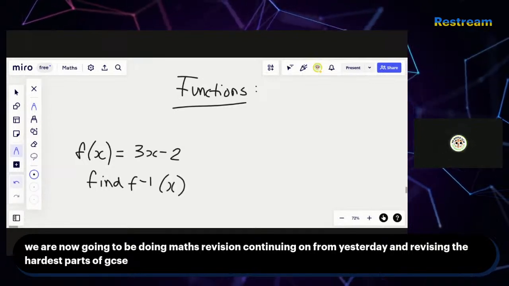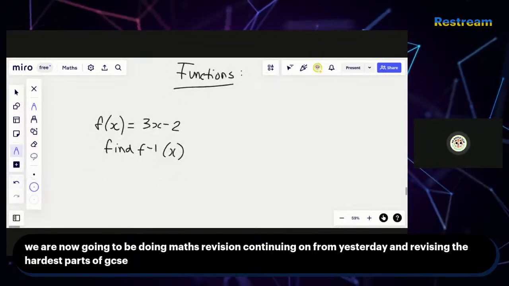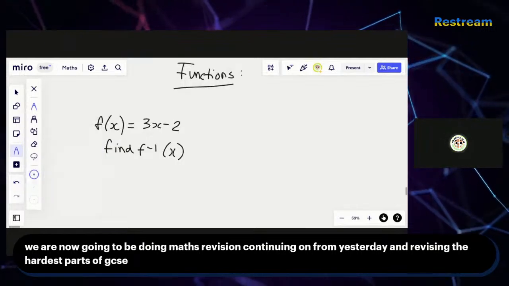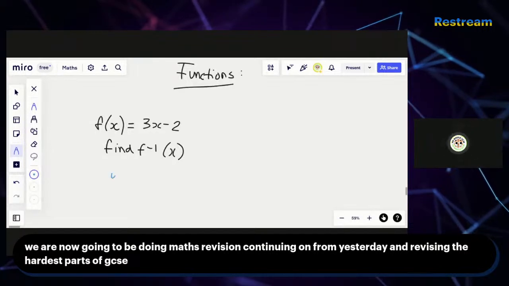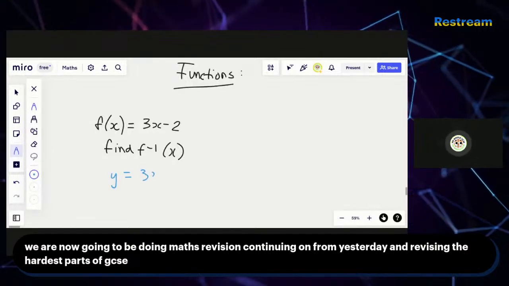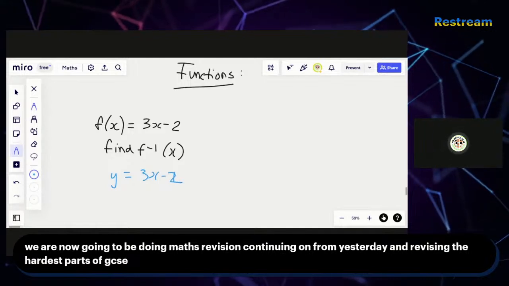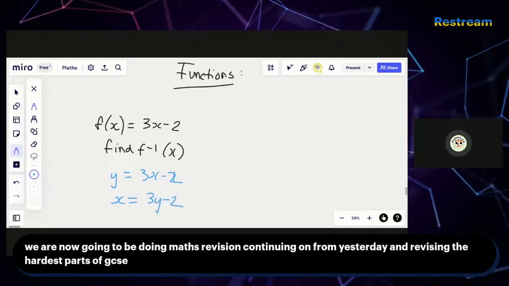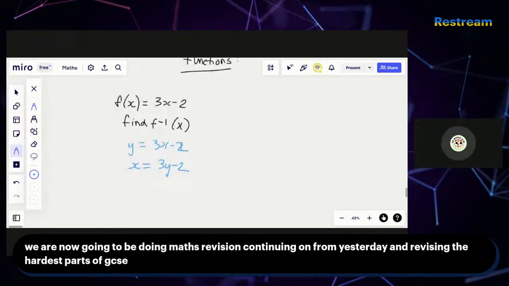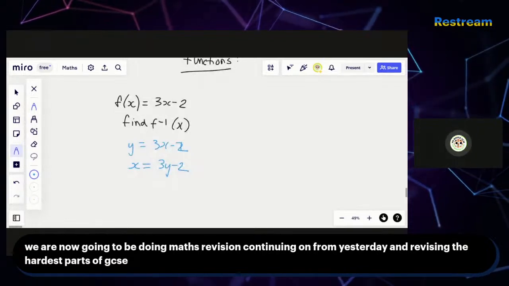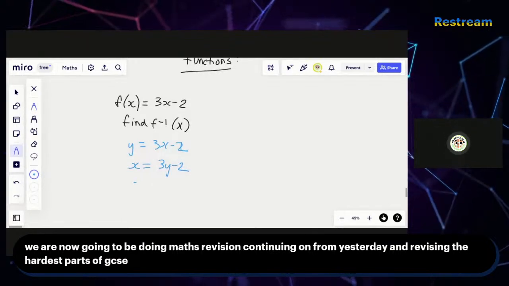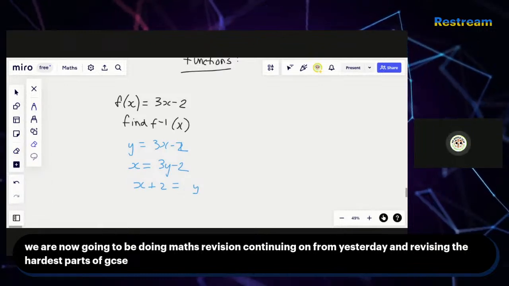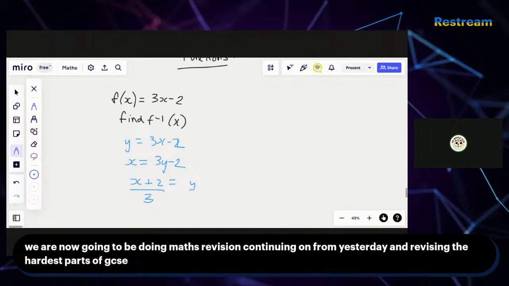Now, in order to find f inverse x here, what you have to do is act as if f of x is y, so y is equal to 3x minus 2. Now act as if you have swapped the x and y values, so imagine this is x equals 3y minus 2. Then you want to make y the subject of the formula. So x plus 2 is equal to 3y. Therefore, y is equal to x plus 2 over 3. And that would be your answer.